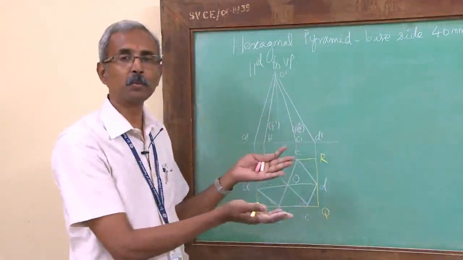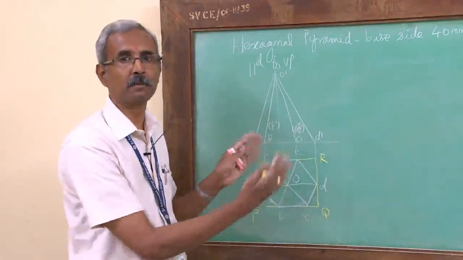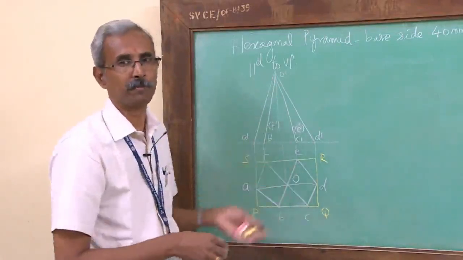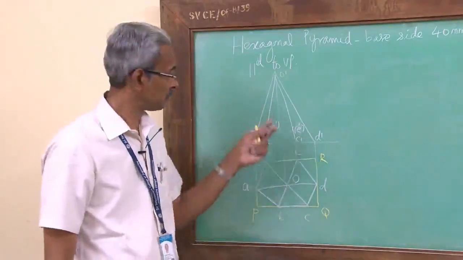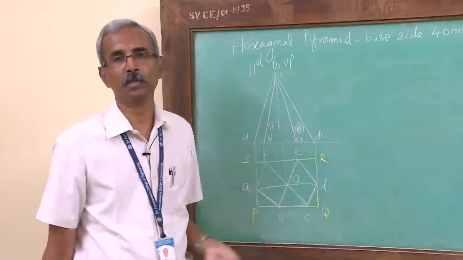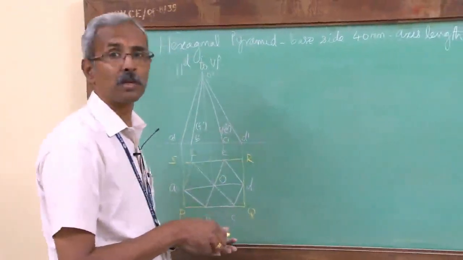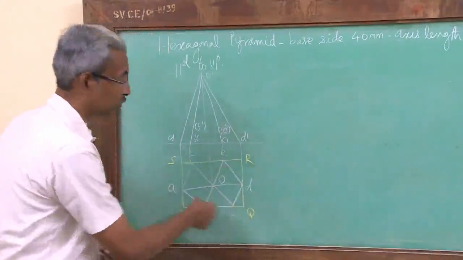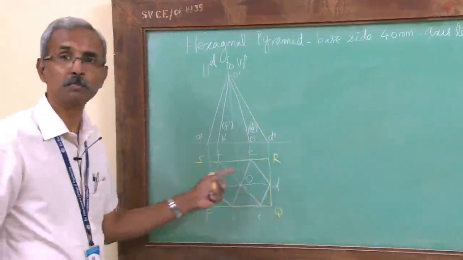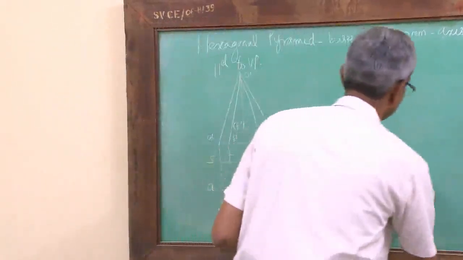Sometimes the problem could be the other way: two of the base edges are perpendicular to VP. So that is also possible. Now for this given condition, we will see how to draw the isometric view of this hexagonal pyramid. So as usual, you draw the box, the isometric view of this box PQRS.